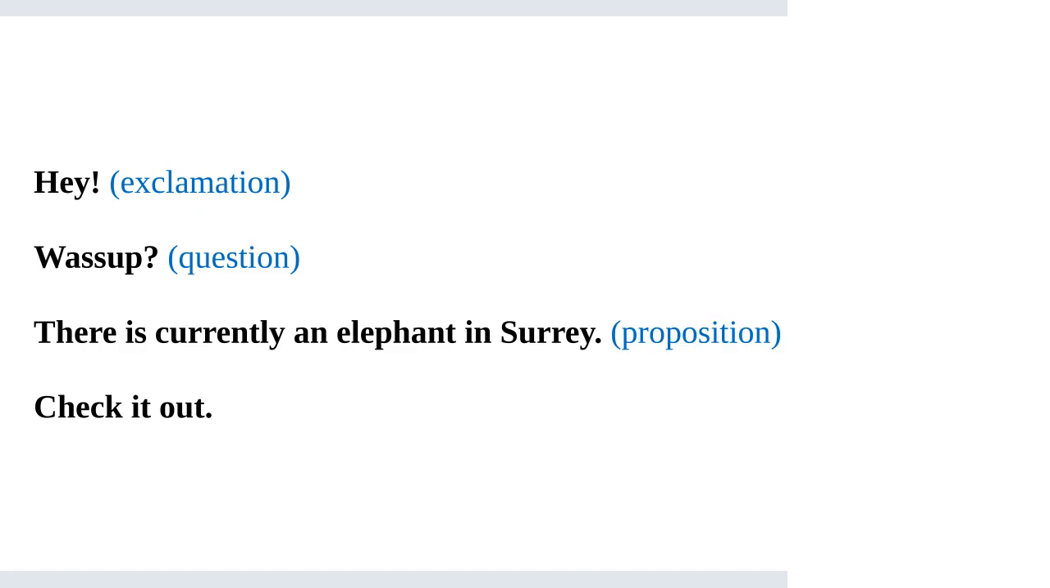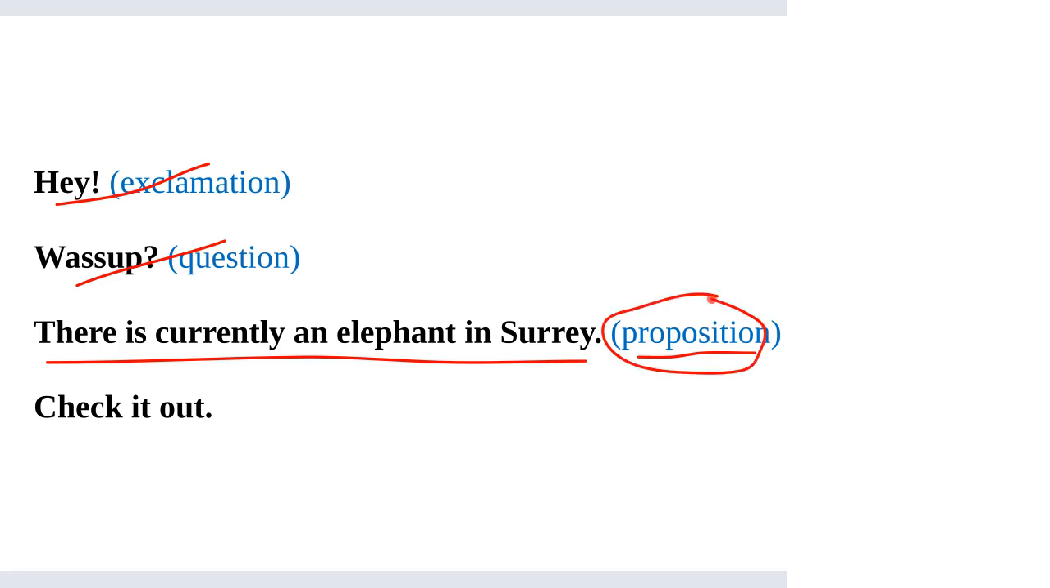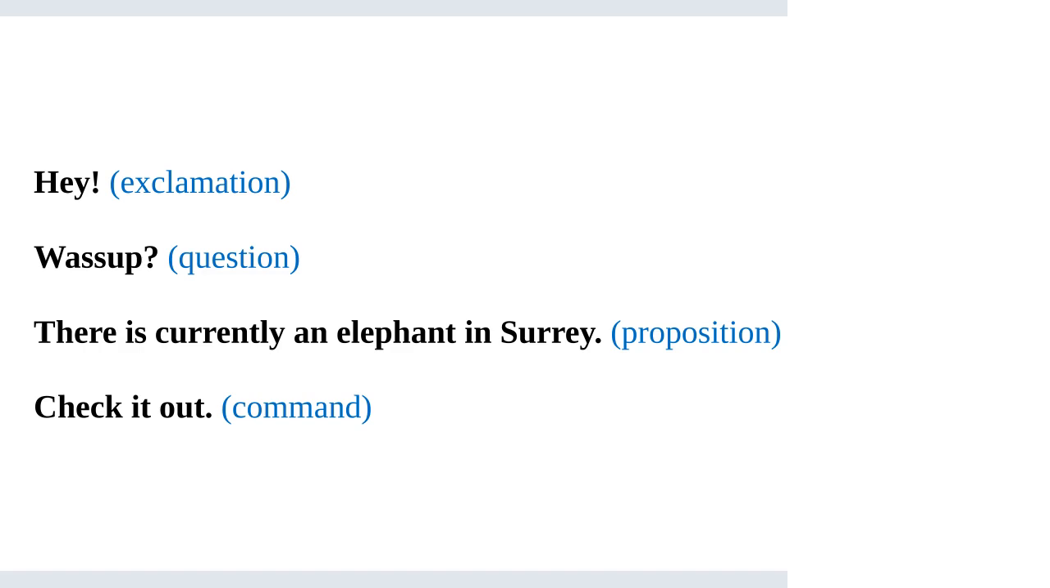There's currently an elephant in Surrey. This is doing different work from the previous ones. The previous one was basically signaling an emotion. The one was a request. This one was a request for information. Here, something else is happening. There is currently an elephant in Surrey is what we call a proposition. These are the things we're going to be interested in. Propositions, that's what we're going to be interested in as logicians. And finally, the text message ends with, check it out. Check it out is a command, right? It's like I say, do 10 push-ups, right?